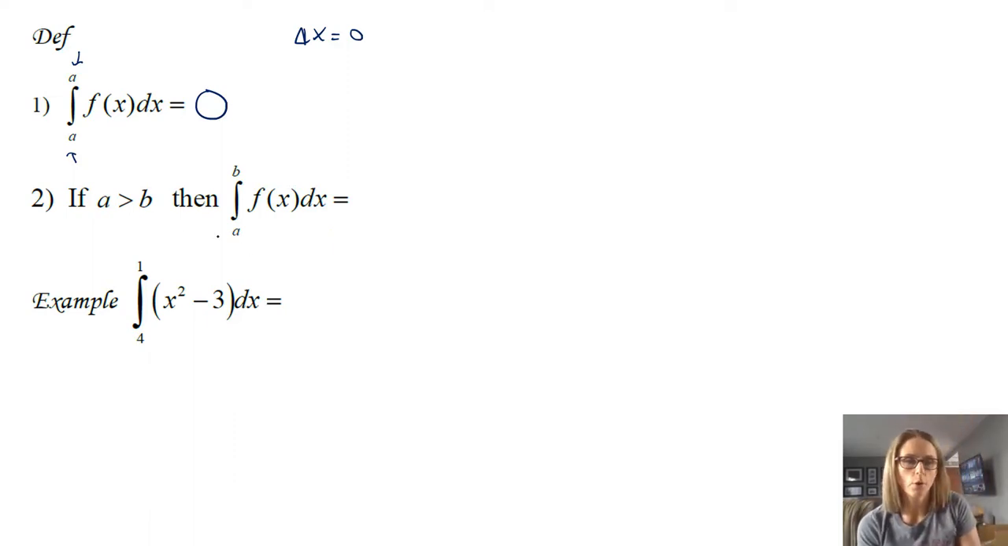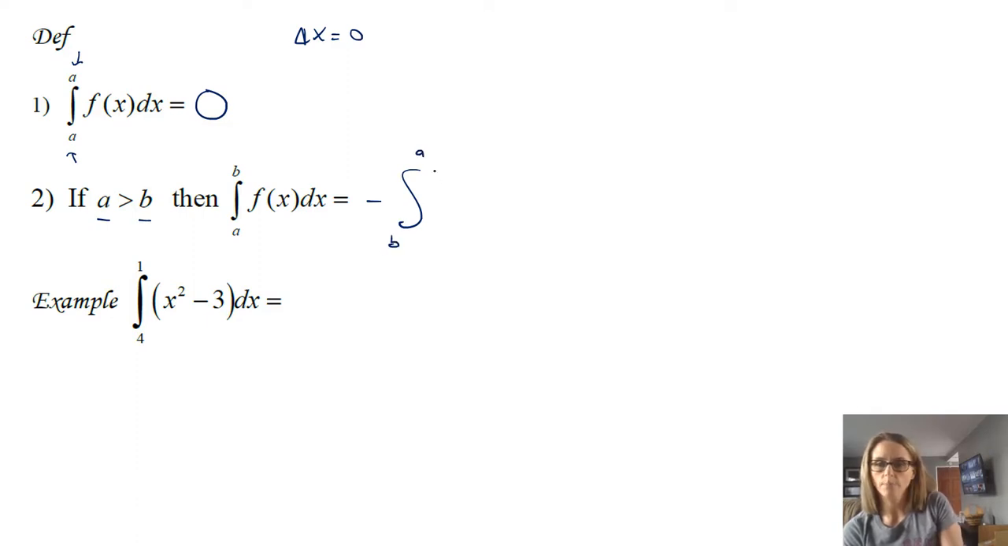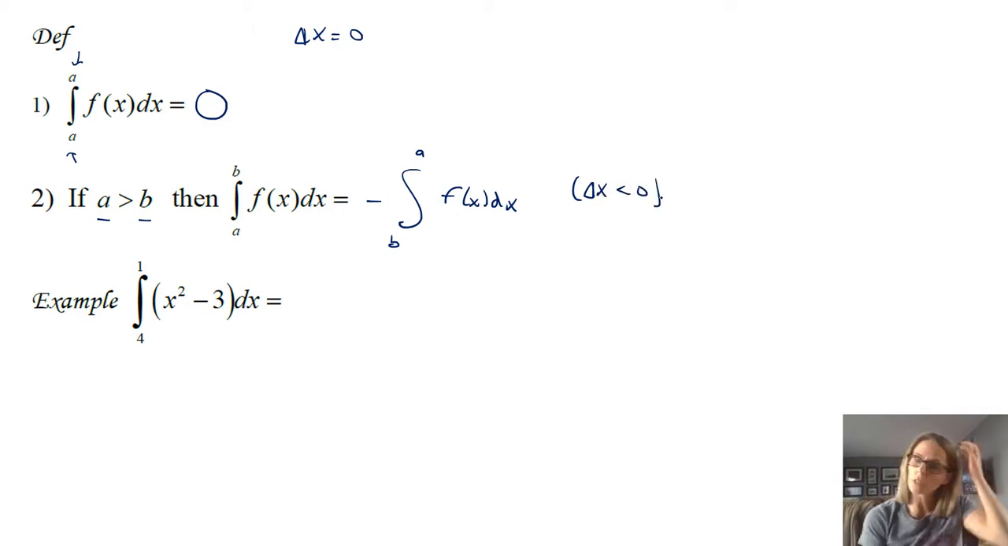That area is 0. Now, if a is greater than b, then the integral from a to b is simply equivalent to negative integral b to a. So just the idea that we could switch the limits, and all that happens is that the answer is negative. So if you switch the limits, instead of going from a to b, you go from b to a. And that's because you're thinking of your delta x as being less than 0. So your delta x is negative in that case.